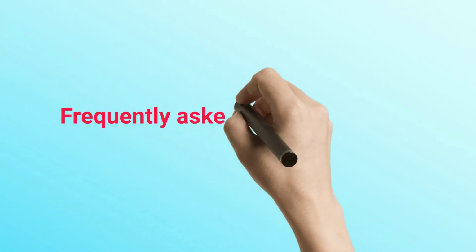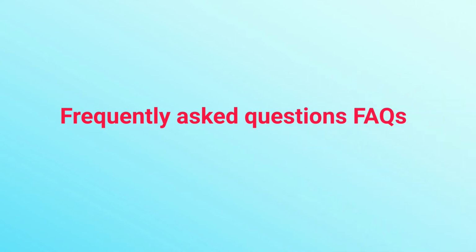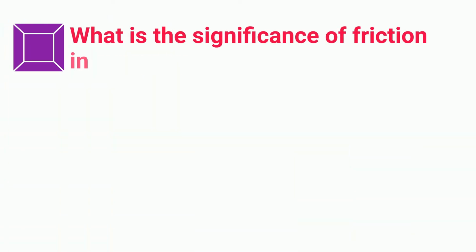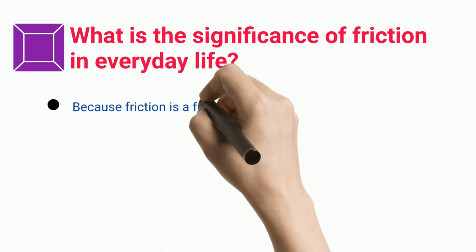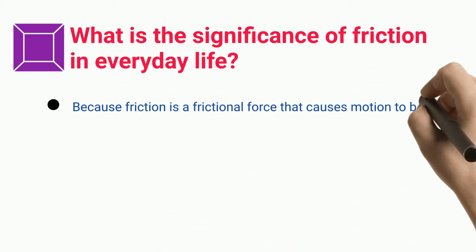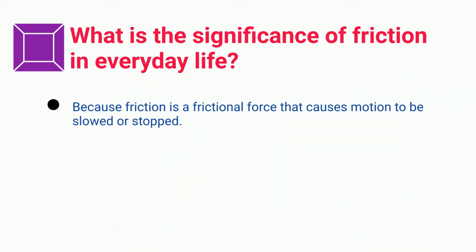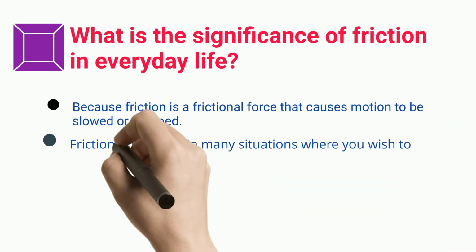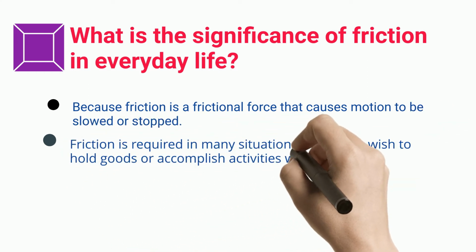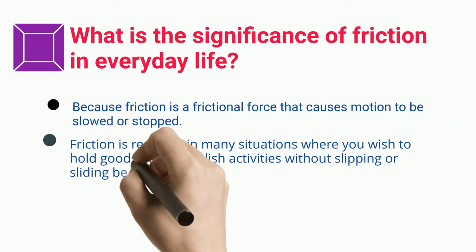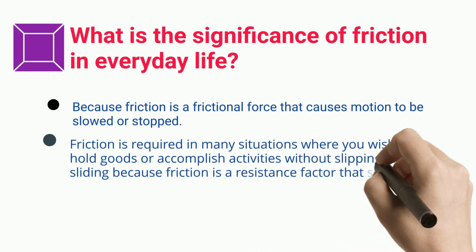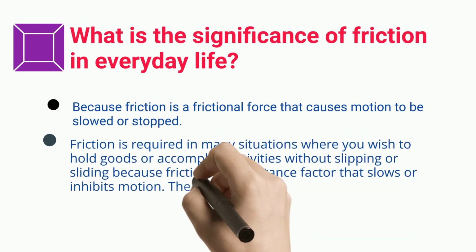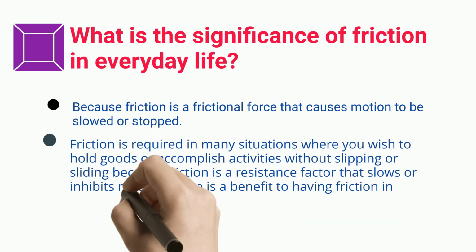Frequently asked questions. What is the significance of friction in everyday life? Because friction is a force that causes motion to be slowed or stopped. Friction is required in many situations where you wish to hold goods or accomplish activities without slipping or sliding, because friction is a resistance factor that slows or inhibits motion. There is a benefit to having friction in some situations.